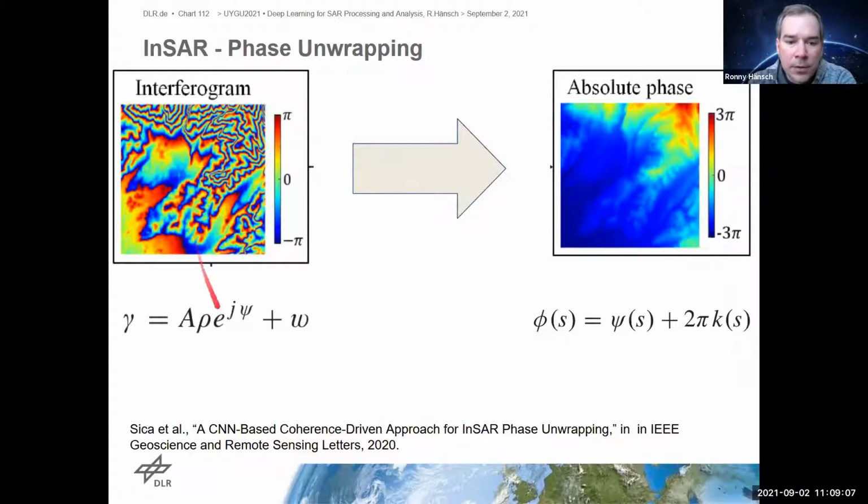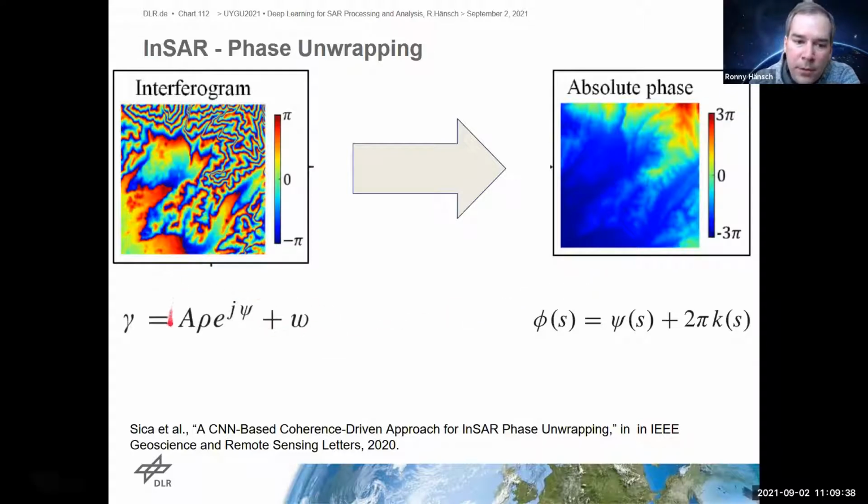And the reason is, of course, that the phase lies on the circle, right? So I can add 2 pi and nothing is changing. I have the same phase value, right? So if you remember, the phase is the angle of this complex vector, right? And if I turn this by 360 degrees, by 2 pi, I'm back at the original position. So this is why I have those fringes. And what I would like to have is this absolute phase, right? Where those fringes are gone. And now here, this really corresponds to changes in elevation.